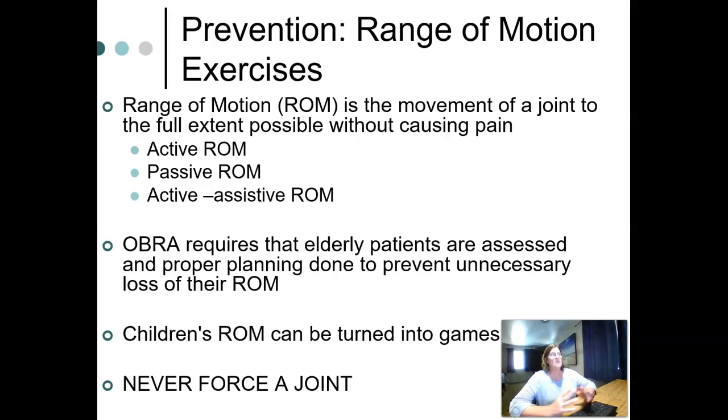So OBRA says, okay, if this person has a disease process that is progressively getting worse, so let's say a person has multiple sclerosis or they have Parkinson's, that's a neurological disorder, and they're going to continue to deteriorate. So with Parkinson's, they're going to continue to get worse. But we can slow that down as much as possible. We can prevent unnecessary loss in their range of motion. We can keep them as active as we possibly can for as long as we can.